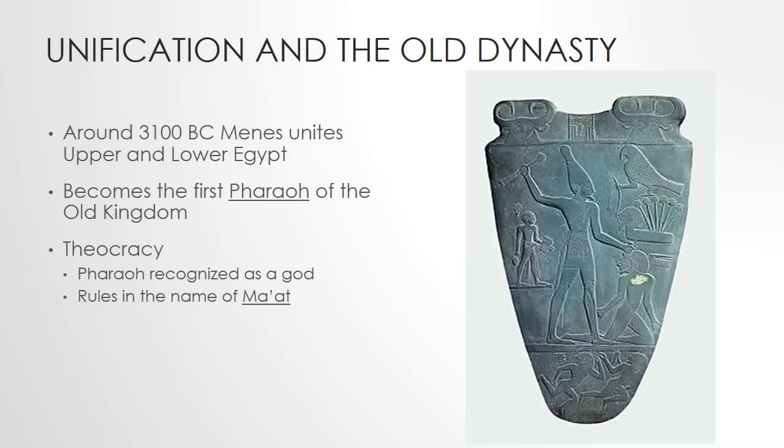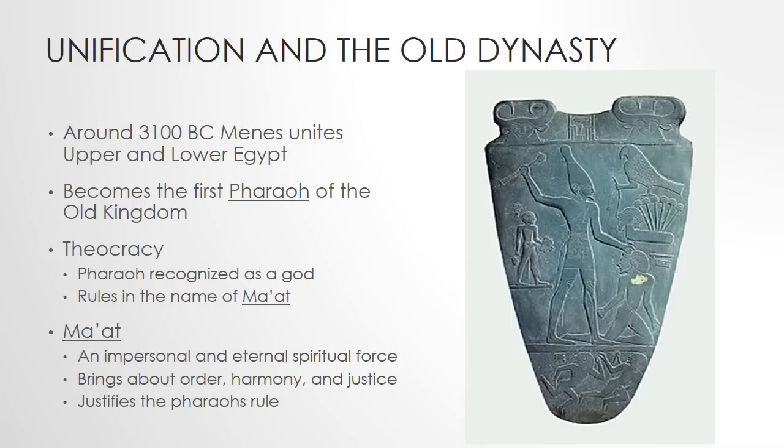But the pharaoh, even though he rules as a god, rules in the name of this thing called Ma'at. And Ma'at is interesting. It's kind of like the Force from Star Wars. The Egyptians considered it to be the fundamental power that governed the universe. It's an impersonal and eternal spiritual force. And they believed that this spiritual force was a force for good that brought about order, harmony, and justice. And so the pharaoh's job was to institute Ma'at on earth. He would channel this eternal spiritual force through him and ensure that order and harmony and justice ruled on the earth. That was his reason for ruling.